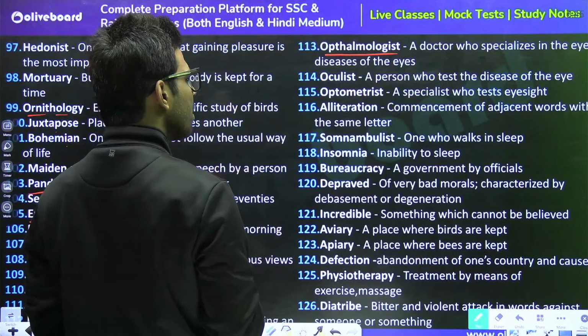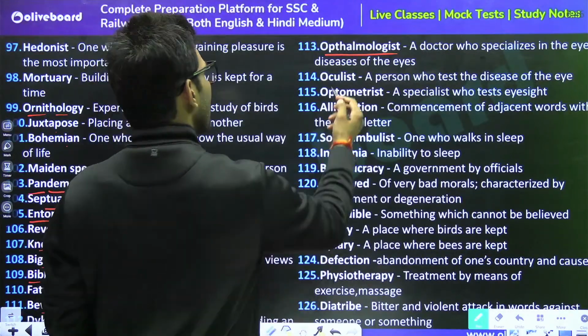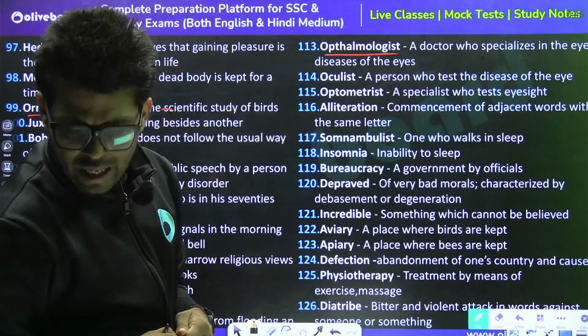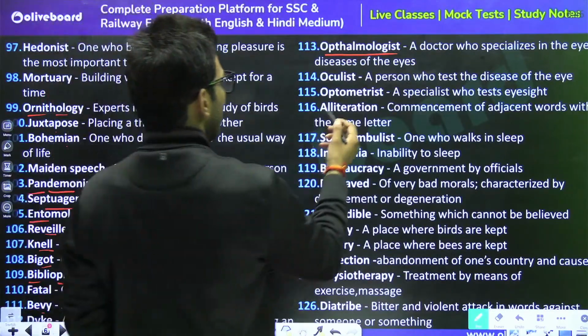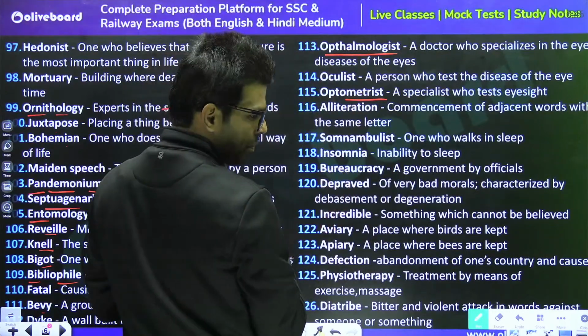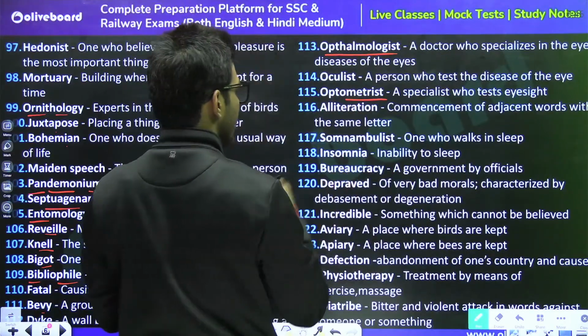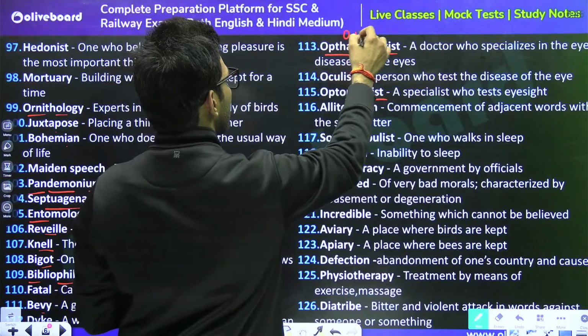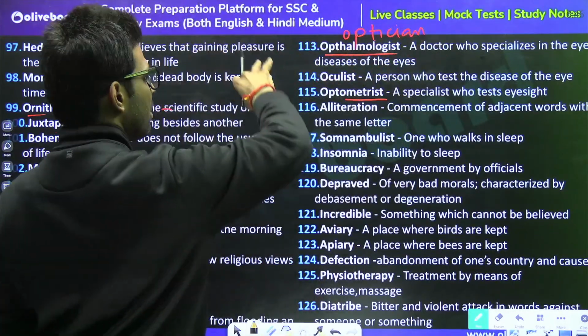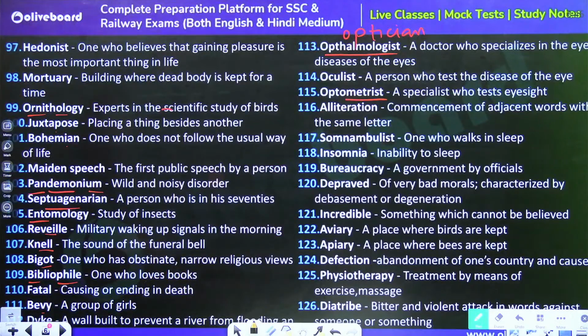Just a couple. Ophthalmologist, eye doctor. Oculist, an eye doctor. Say optometrist, the one who just measures eyes. Let me mention the precise meaning of these words. There is another one, optician. Okay, you need a pair of spectacles. Let's go to an optician.